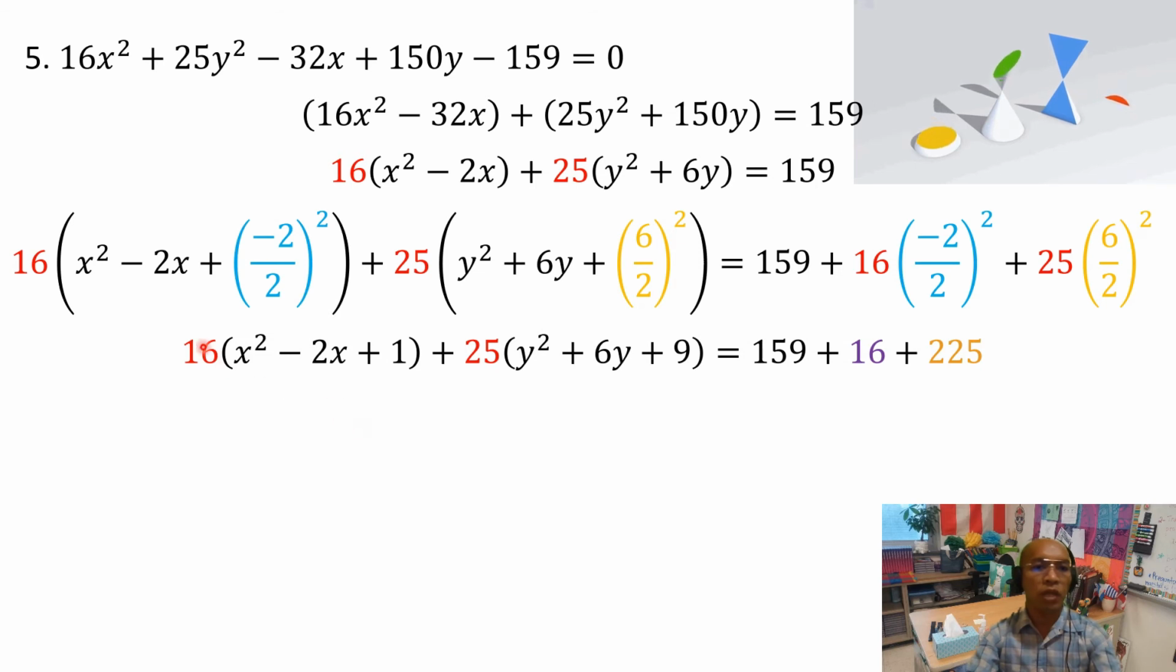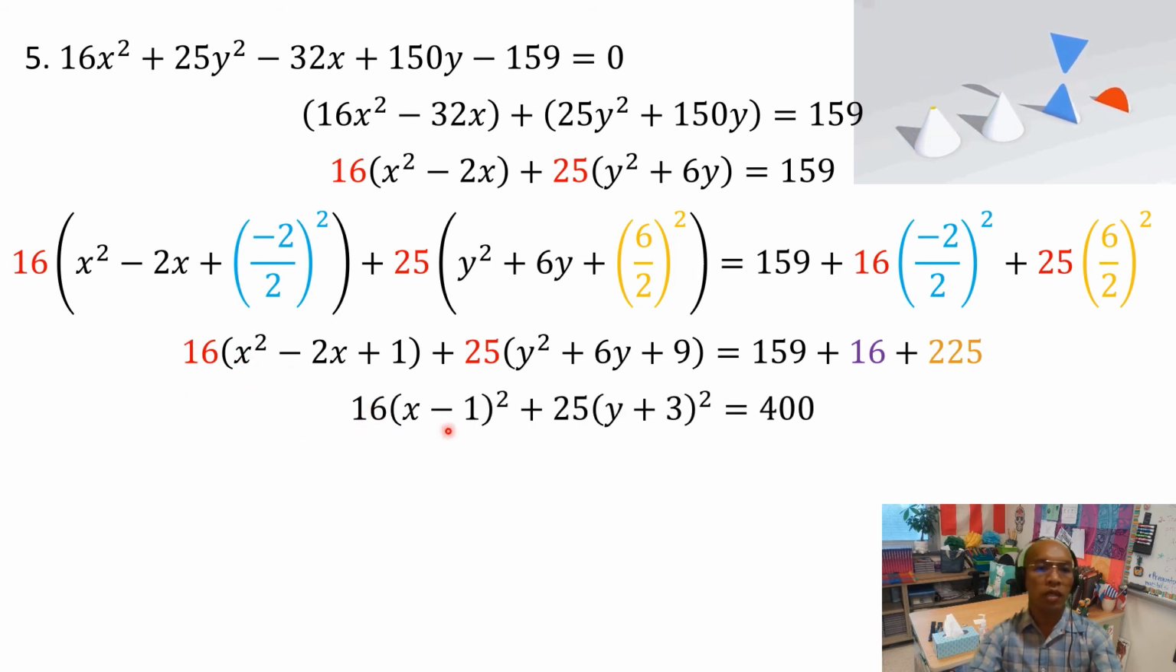So further simplification, 16, copy. Then x minus 2x. The half of negative 2 is negative 1. Negative 1 squared is positive 1. So the half of 6 is 3. 3 squared is 9. So therefore, this is now 16 plus 225, so 25 times 9. So this is a perfect trinomial. So copy 16, so x minus 1 quantity squared, then copy 25, then y, the half of 6 is 3, so y plus 3 quantity squared. So it is equal to the sum, that is 400.